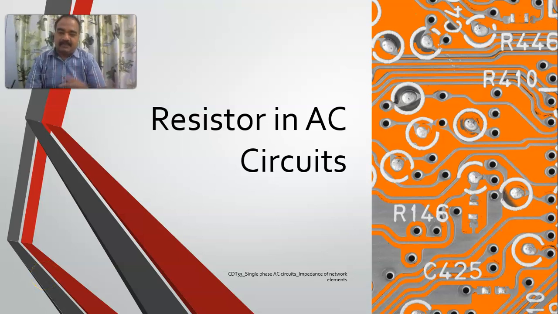So in the last video we have seen what impedance actually is. Now we will see how the network elements behave in AC circuits. We will take individual elements and see what their behavior is in AC circuits. The very first one will be the resistor.